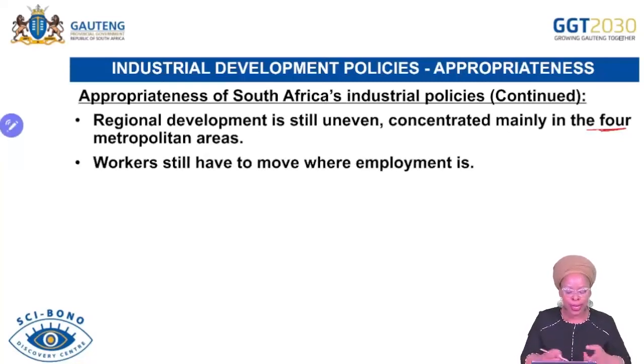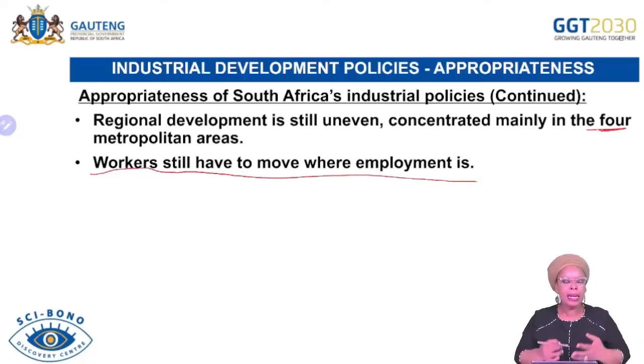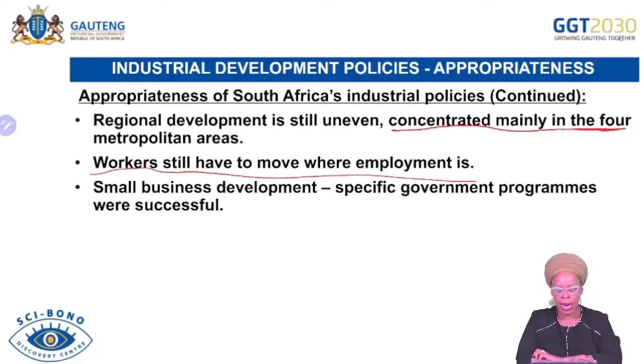That is why you will see workers still have to move to where employment is. It's obvious in our province, Gauteng. That is where we see more people coming from other provinces and other neighboring countries. They are flocking to Gauteng, and Gauteng is overpopulated. It is because the industrial development policies in South Africa are failing to decentralize industries, because they are still concentrated in the 4 main metropolitan areas.